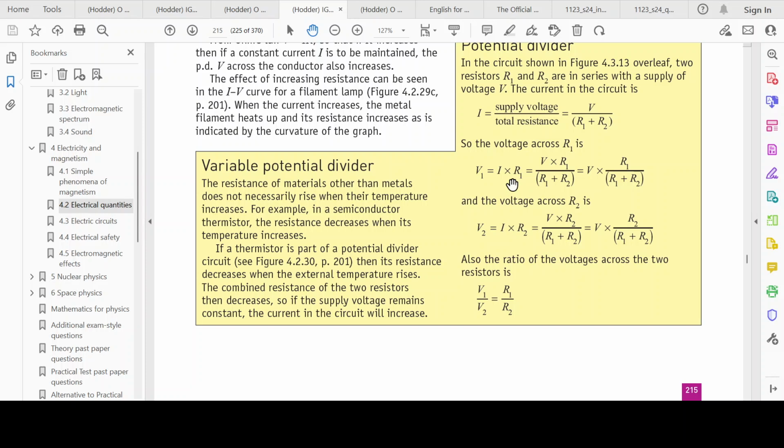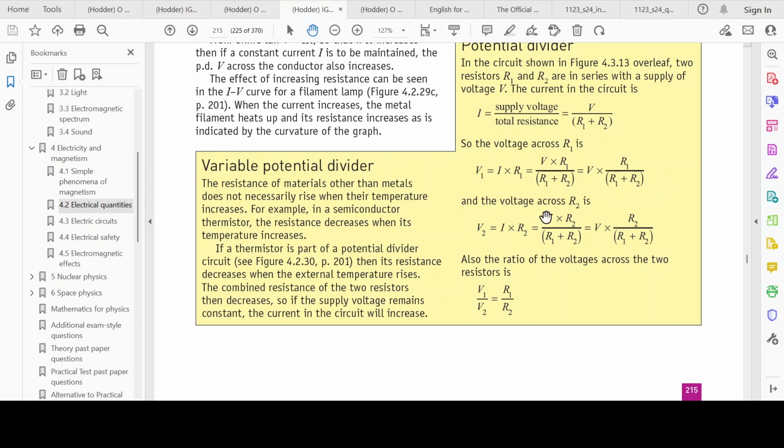so I times R1, and what is I? I is V over R1 plus R2. So this becomes V over R1 plus R2 multiplied by R1. And so you can write that as the voltage times R1 over R1 plus R2, so the individual resistance over the sum of resistances.